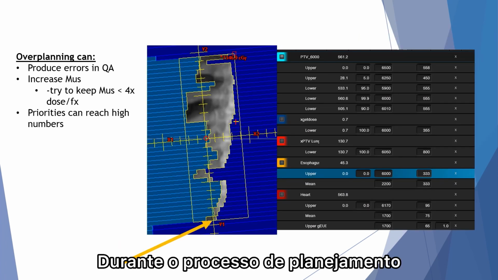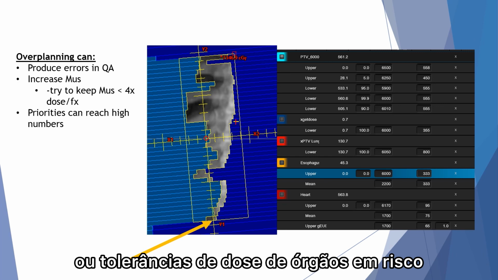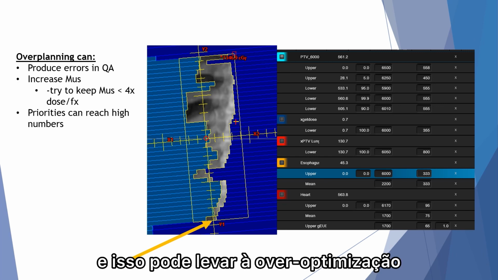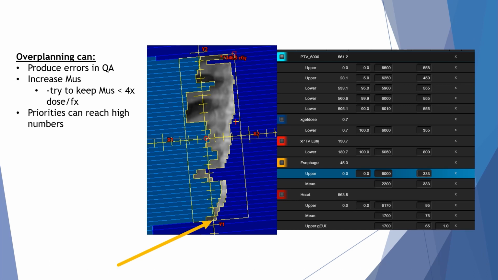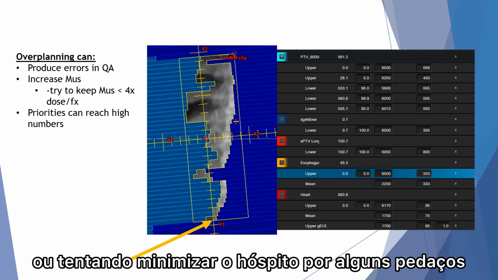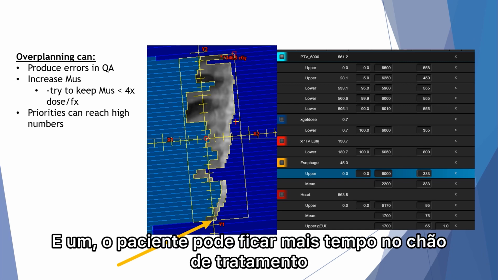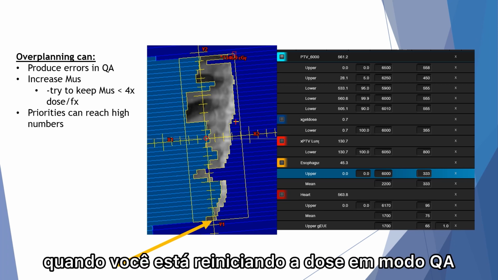During the planning process, you might reach a point where you're having trouble achieving PTV coverage or organs at risk dose tolerances, and you rerun the optimization, and this can lead to over-optimization. What happens is when you're trying to squeeze in that dose or minimize that hotspot for a few slices, it can build up the MUs and overmodulate. One, the patient can be longer on the treatment floor, and two, you can have errors when you're rerunning the dose in QA mode.